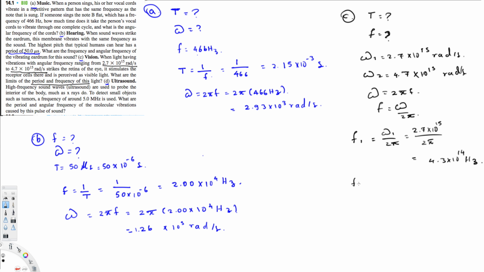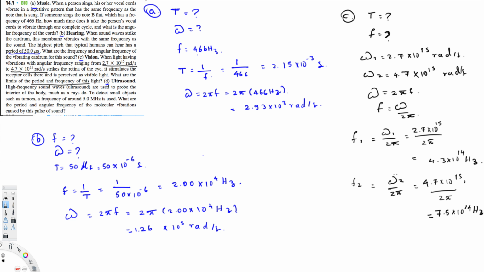And this is f1. F2 is going to be omega 2 divided by 2 pi. We have omega 2 right here, 4.7 times 10 to the power of 15 divided by 2 pi, and that value gives us 7.5 times 10 to the power of 14 hertz.